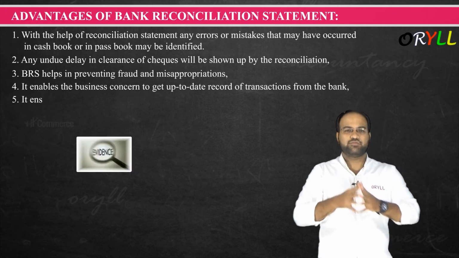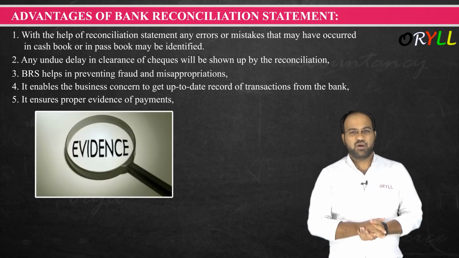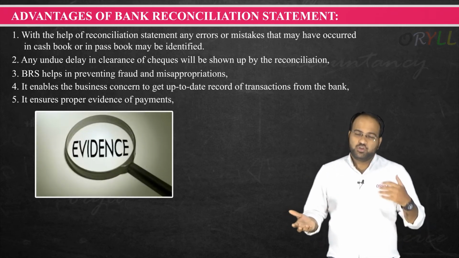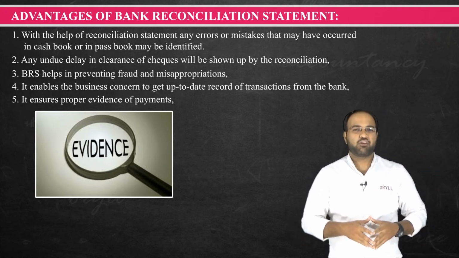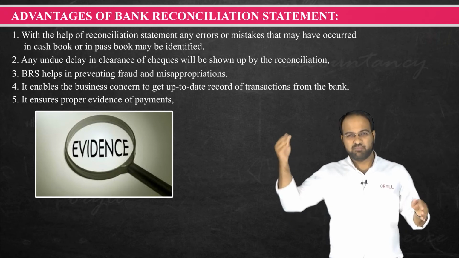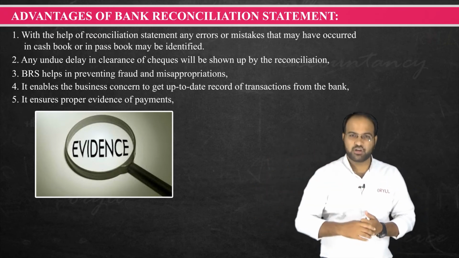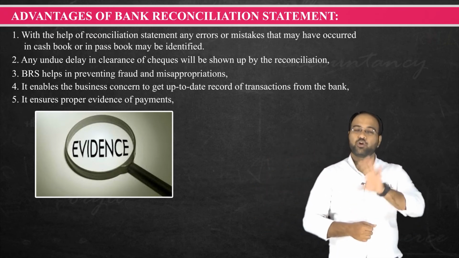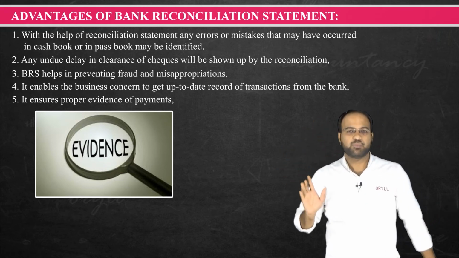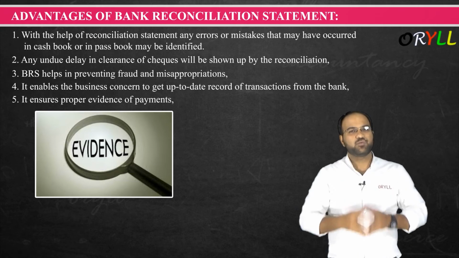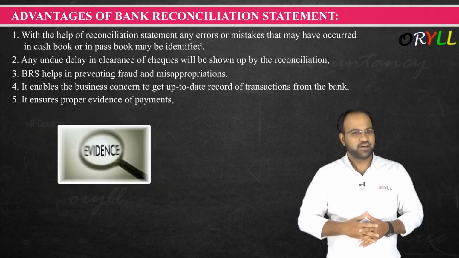Got it? Fifth one, it ensures proper evidence of payment. So you can show the evidence of whatever transaction you have recorded in the bank column of the cash book. Sir, with the help of the bank statement, you can prove to the income tax authority that yes, this is the payment I have made. Not only recorded, you can have the proof also, that see, through the bank statement, this payment has been made here. Got it? So it will help as evidence here.